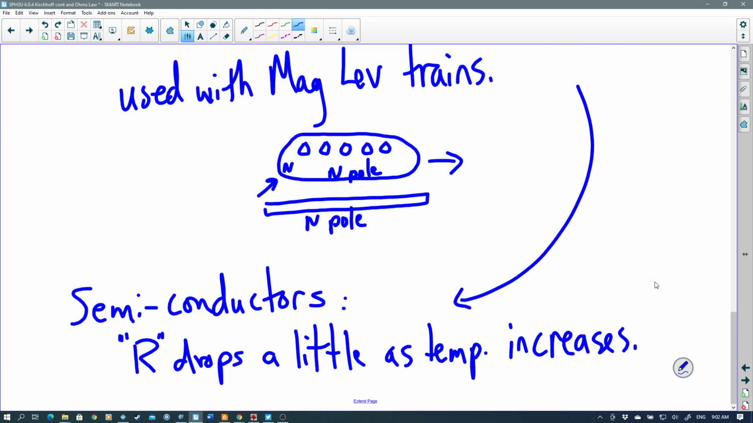Now, the idea of temperature is a little bit strange when you come to semiconductors, which we're not going to talk about too much, but there are materials that have been discovered where the resistance drops a little as the temperature increases, and semiconductors are used a lot in electronics because of this reason.